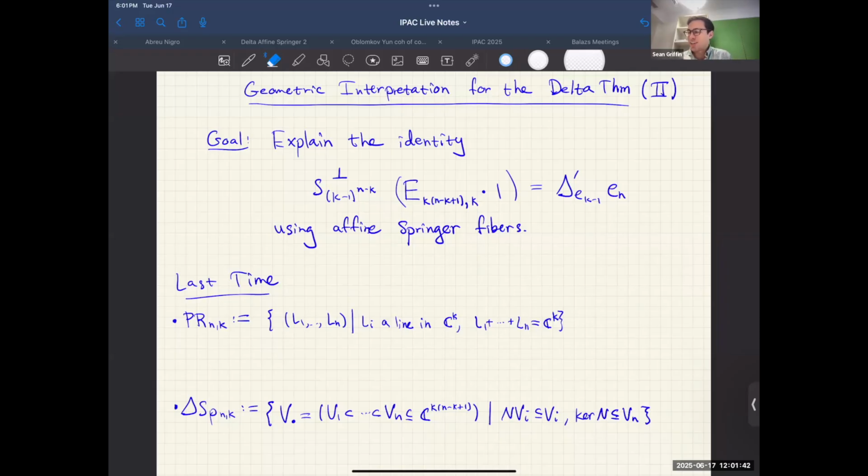So yes, last time, or first, just to remind you, the overall goal is to explain this identity of symmetric functions using the geometry of affine Springer fibers, and just slowly building up the pieces of this. So today still talking about t equals 0 specialization.